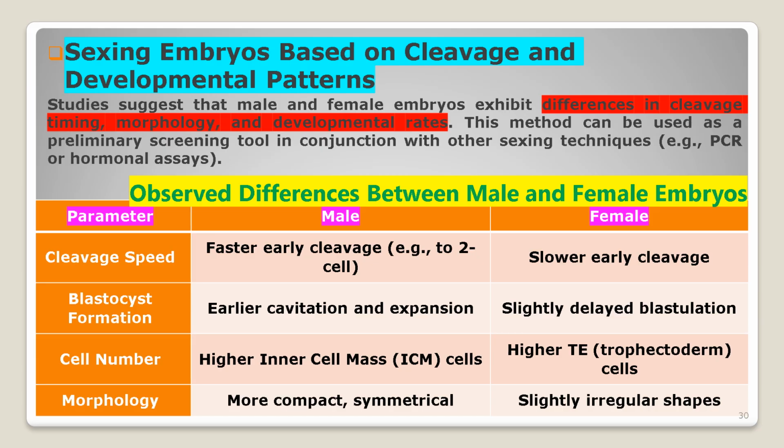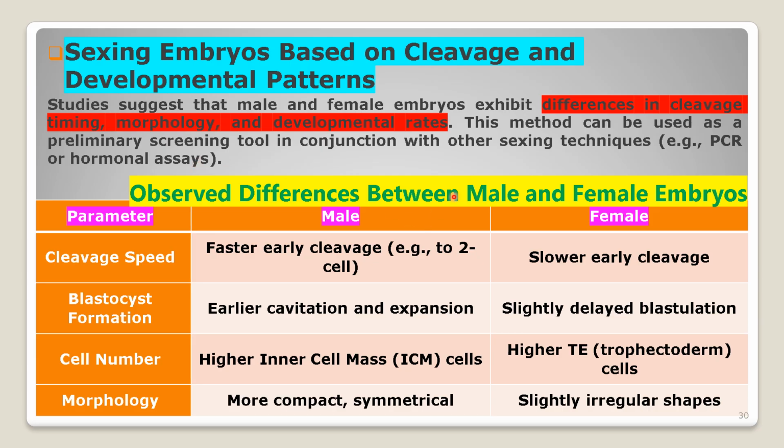Then we come to sexing of embryo, which is based on cleavage and developmental patterns. This is possible because studies have suggested that male and female embryos exhibit differences in their cleavage timing, their morphology, and also their developmental rates. These differences can be taken advantage of and used primarily for screening, in conjunction with other sexing techniques, for example, the use of hormonal assays or PCR-based methods.